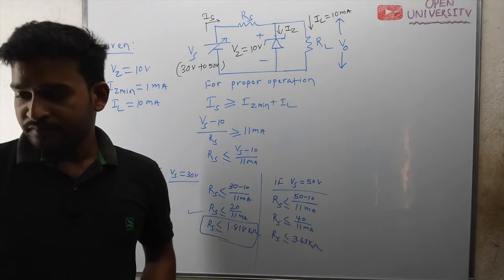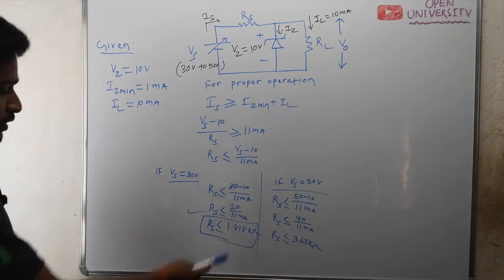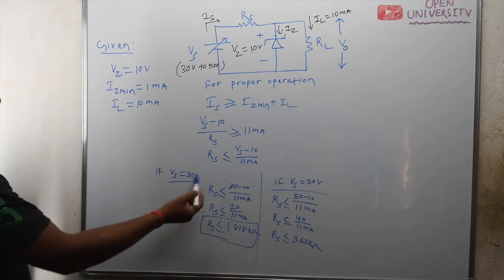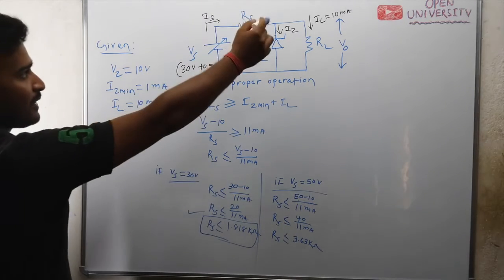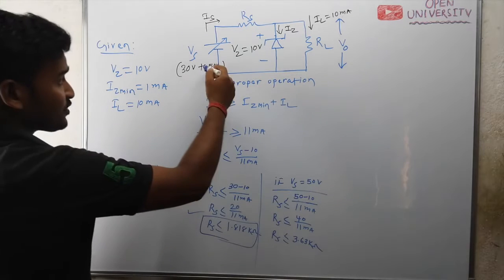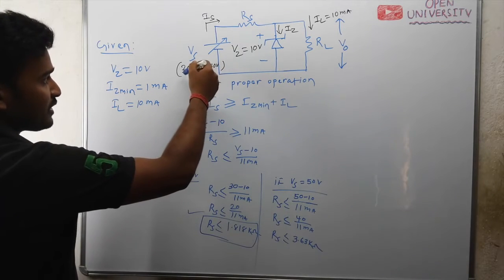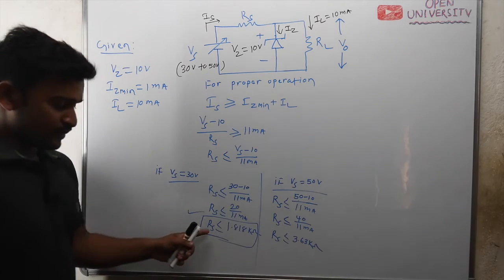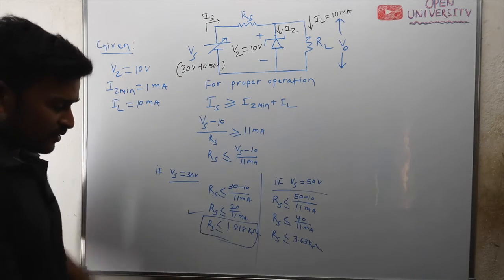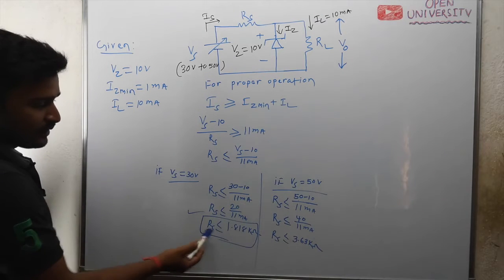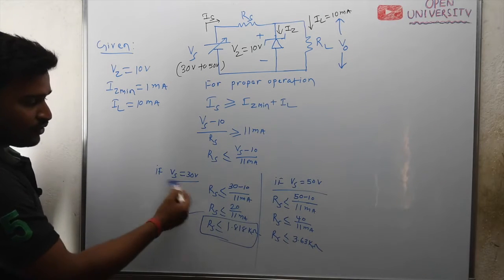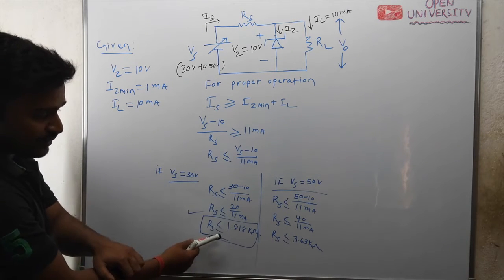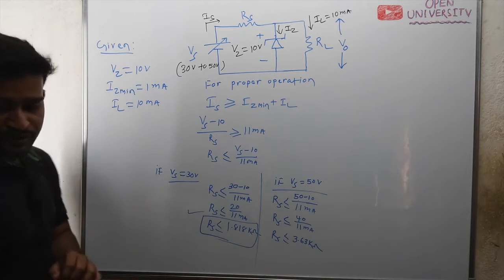Write down a note. To get the value of RS, we are considering the minimum supply voltage 30 volt. So to know the value of RS, you should not consider the maximum value of supply voltage, you should consider the minimum value of supply voltage, okay. And to get the maximum value of RS, we need to consider the minimum supply voltage.